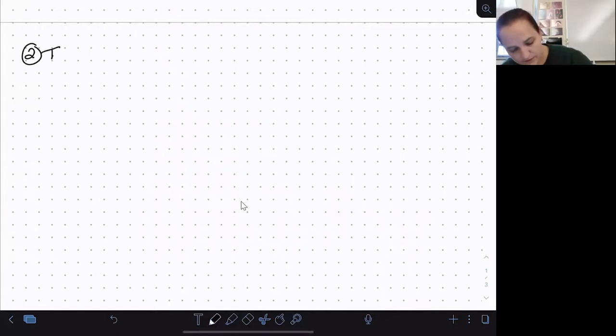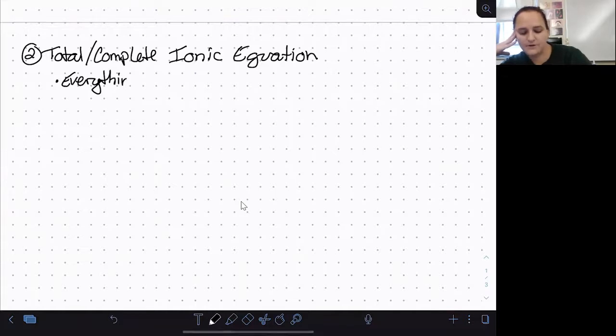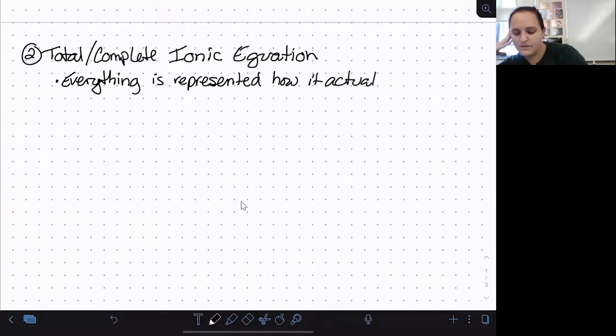So the second type of equation that we can write is known as the total or complete ionic equation. In this type of equation, everything is represented how it actually exists. That sounds a little weird, but it makes sense once you actually flesh it out. So what do I mean by that?